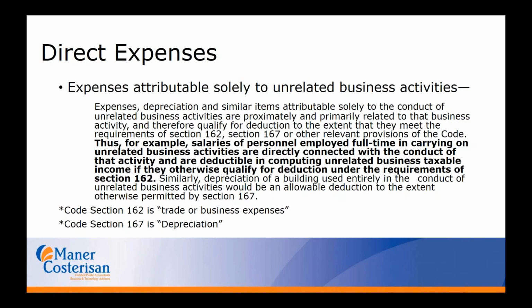Now, Code Section 162 is the regular trade or business code section, and similarly with depreciation of a building, if it's used entirely in the context of that unrelated business activity, it would be allowed a deduction otherwise permitted under Section 167. We'll talk a little bit about depreciation, the same rules that apply for Section 179 and those types of deductions. We'll talk a little bit after this too about indirect expenses. Direct expenses are pretty easy to determine. Indirect expenses is more of a controversial area with the IRS.